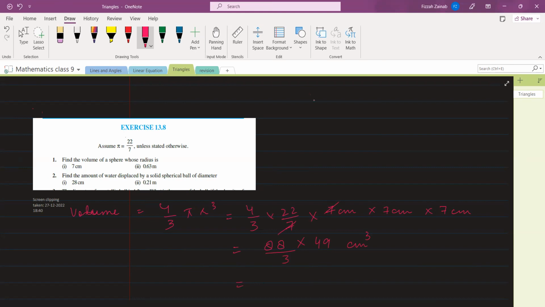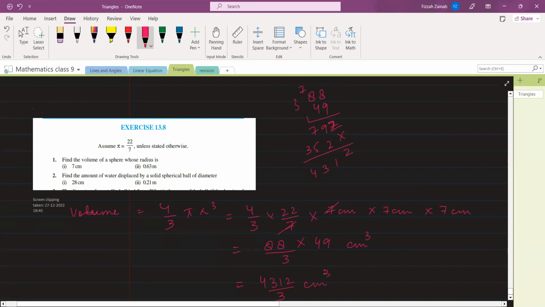Now you multiply 88 into 49. So 9 into 8 is 72, carry 7. How much? 79, right? Okay, now 4 into 8, 32, carry 3. 4 into 8, 32, 33, 34, 35. So this is 2, 9 and 2, 11, carry 1. 7 and 1, 8 and 5, 13, carry 1. So this is right. 4312 divided by 3 centimeter cube.